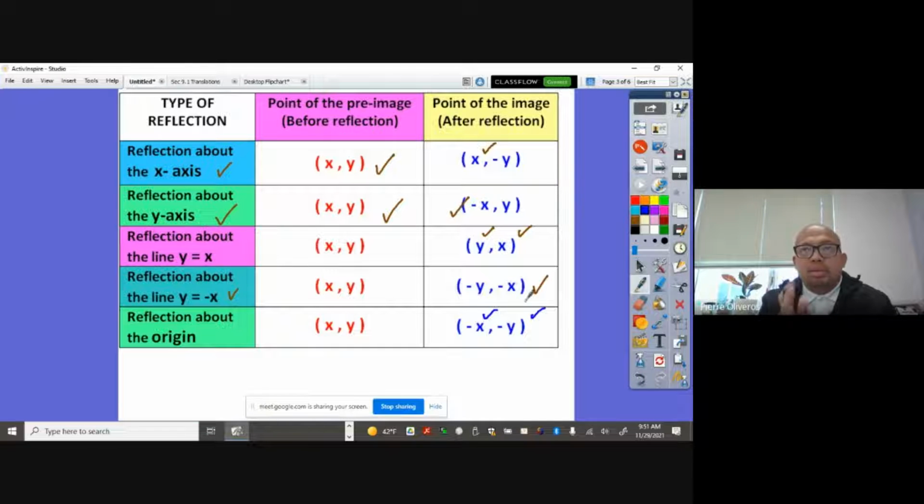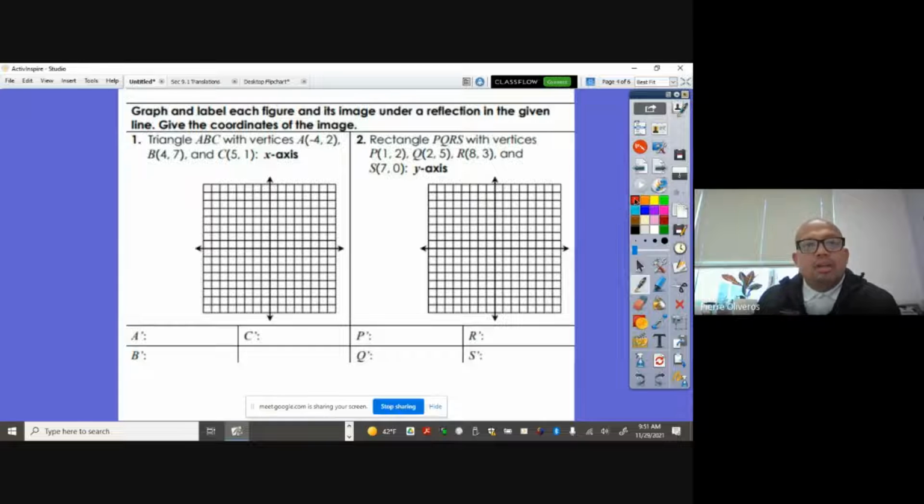And also remember, if you are given a horizontal or vertical line, make sure it's equidistant from the pre-image to the line of reflection and from the image to the line of reflection. I'll show it to you in this example. Let's go ahead now. Graph and label each figure and image under a reflection in the given line. Give the coordinates of the image.